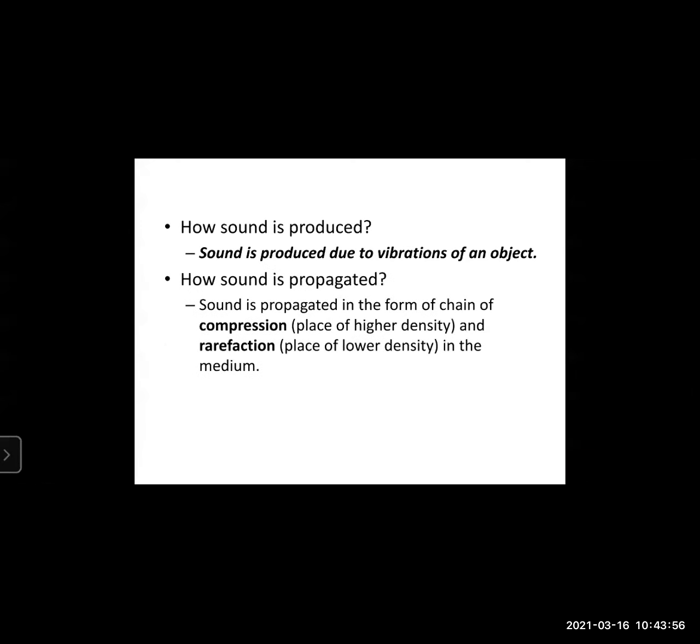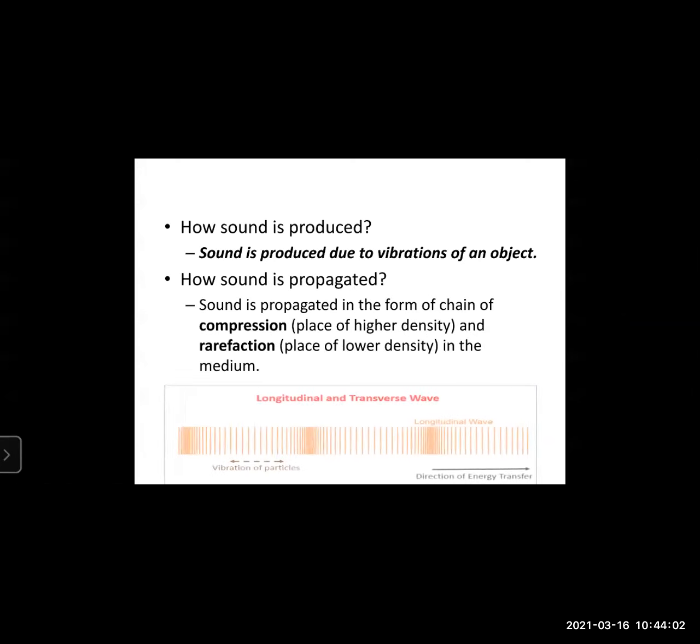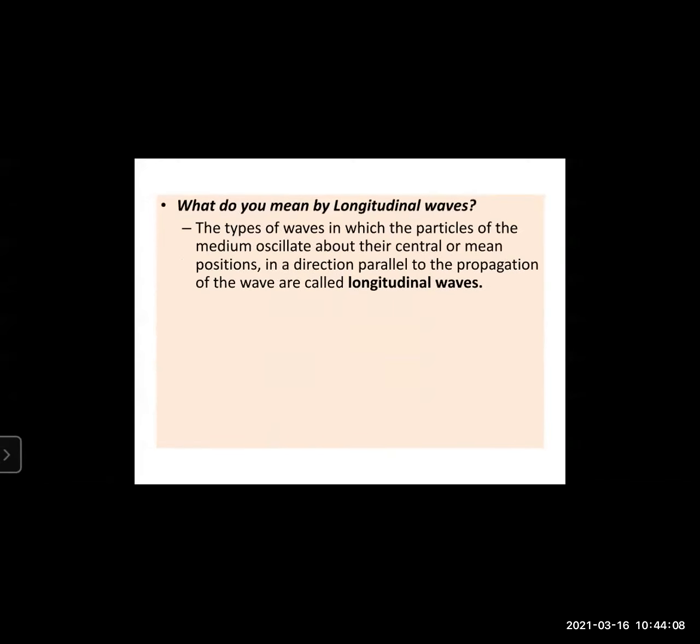We have seen how sound is produced. Sound is produced due to vibration of any object. How is sound propagated? Sound is propagated in the form of compression and rarefaction. Now, there are two types of waves. First, the longitudinal waves, the type of waves in which the particles of the medium oscillate about their central or mean position in the direction parallel to the propagation of the wave.